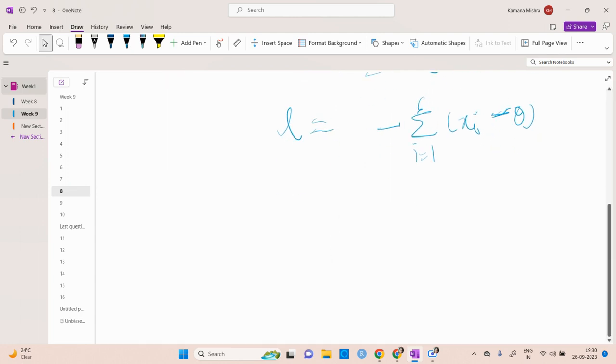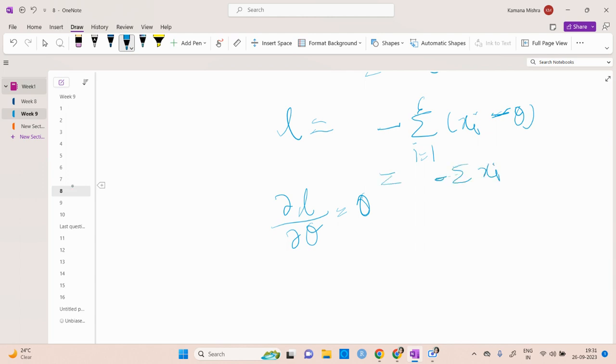Now, if we do the differentiation, so ∂L/∂θ is equal to 0. So this is what? This is summation xi minus 6θ, right? 6θ, because n times θ. So ∂L/∂θ is equal to what? Minus 6. So this cannot be equal to 0, right? So what we are getting here is an absurd thing.